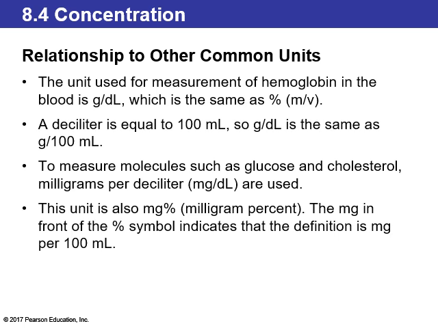And that's why this works very well. A deciliter is 100 mLs. So if you're in grams per deciliter, that's the same as saying you're in percent mass per volume. Percent means parts per 100. So if you have 1%, you have 1 gram per 100 mLs. If you have 1 gram per deciliter, you have 1 gram per 100 mLs. So it's the same exact thing.